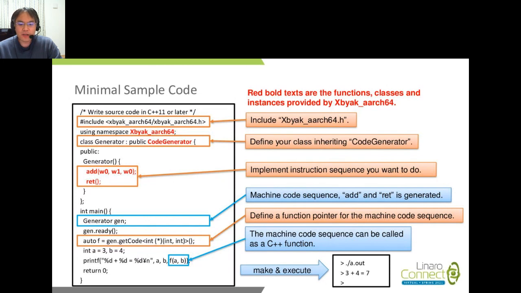The getCode function returns the entry address of generated instruction sequence, so the variable f can be used as a function pointer. Your program can freely call it as a function.